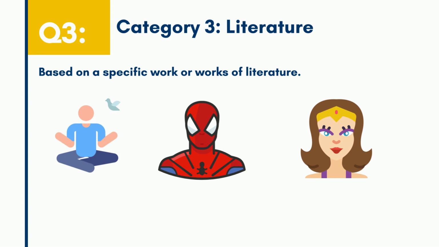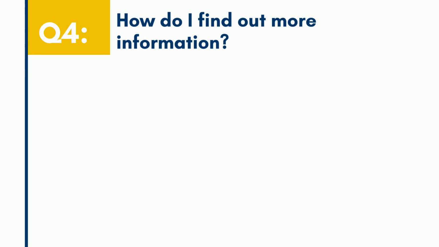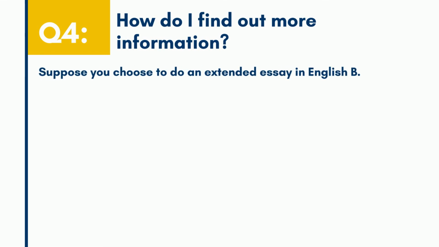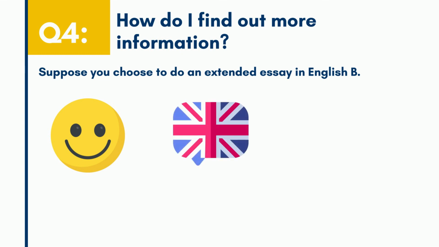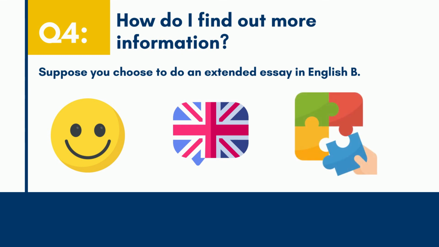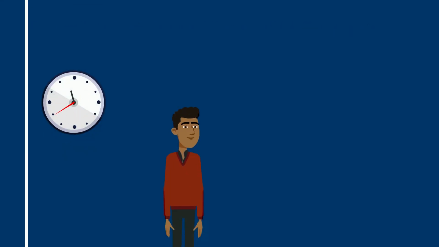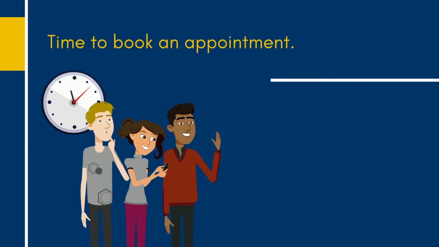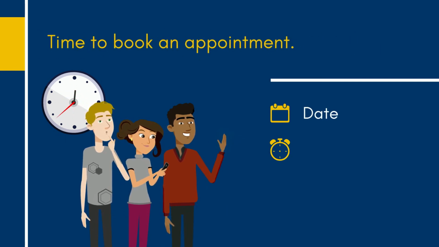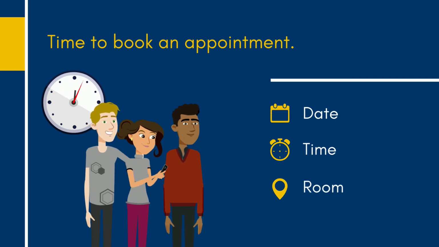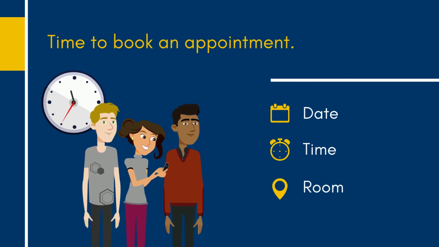So, as you have seen, there's a wide range of scope to choose from. Suppose you choose to do an EE in English B. In that case, it's vital that you are keen on taking on a research project, you have sufficient proficiency in English to carry out the research, and the topic that you choose fits one of the categories: language, culture and society, or literature. If you tick all the boxes, you now need to make an appointment to see your EE coordinator or supervisor, who will provide more guidance on how to move forward with your research project.